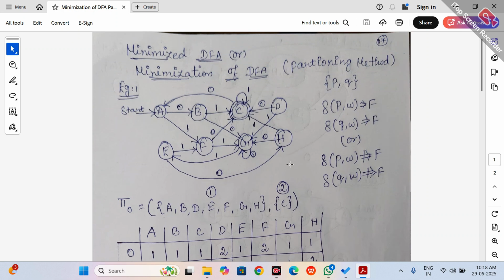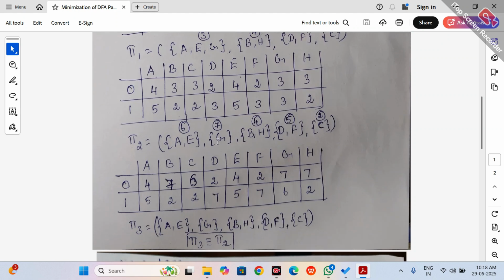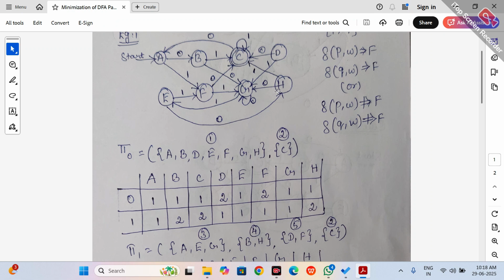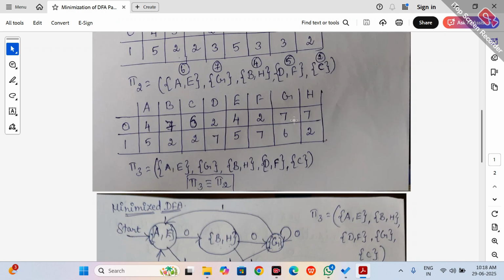For G, 0 goes to itself, a self loop, and 1 goes to E. G is 7, E is 6, so 7 and 6. For H, 0 goes to G, 1 goes to C. G is 7 and C is 2. So now this is the table. Again we have to combine the equivalent states, that is equivalence 3. Here for state A, 0 and 1 goes to groups 4 and 5.